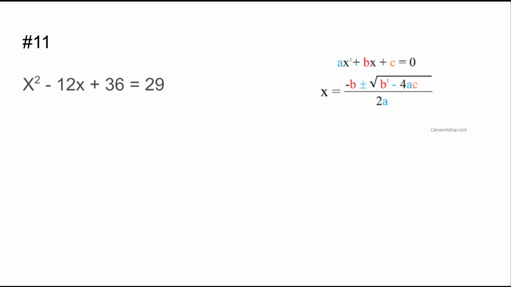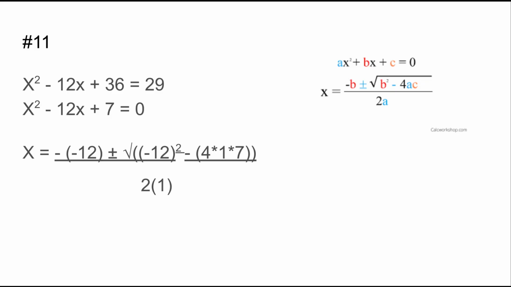Okay, number 11. Let's subtract 29 from 36. We get 7. Let's write our quadratic equation. Negative 12 plus the square root of negative 12 squared minus 4 times 1 times 7, divided by 2. The solution is 11.93. Let's do it again and subtract.